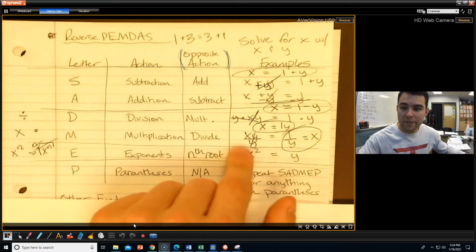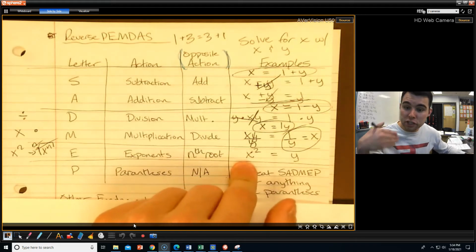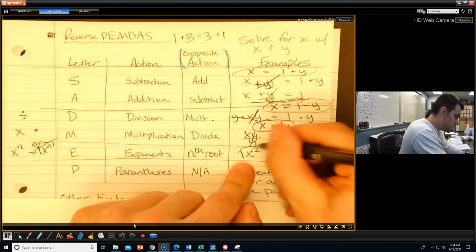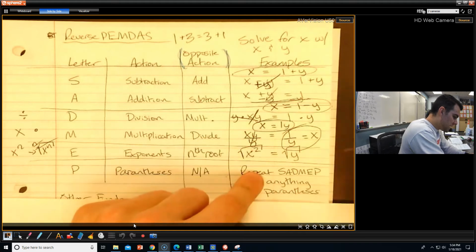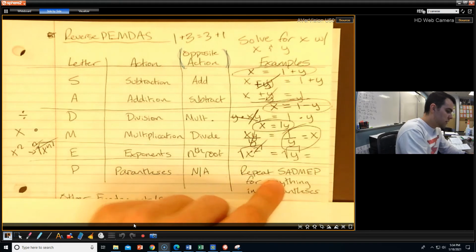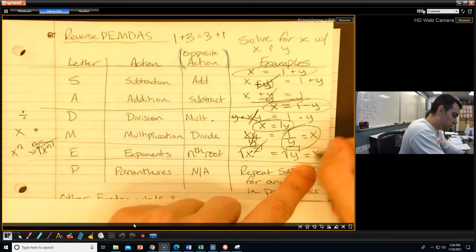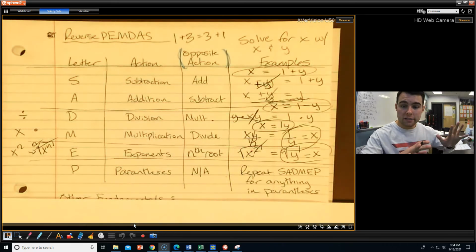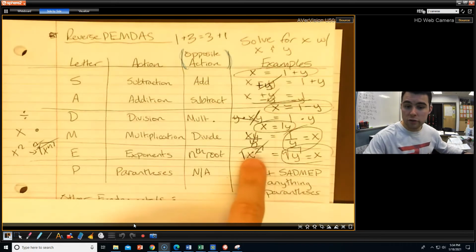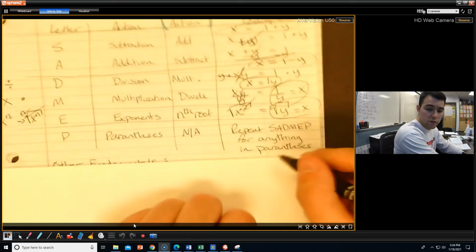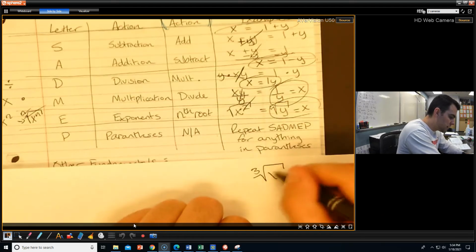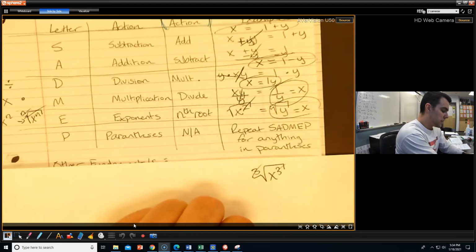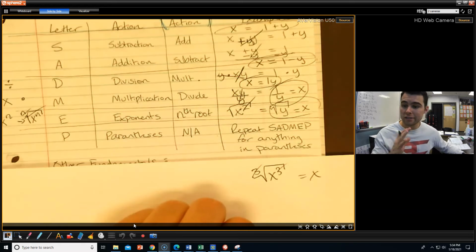So if I have something that is x squared, well, I got to take the square root of both sides. And when I do this, my x is going to equal the square root of y. And the square root and the square, they will cancel out. If this was cubed, I could do the cubed root, right? I could do the cubed root of x cubed. The 3's would cancel out. I'd be left with just x.